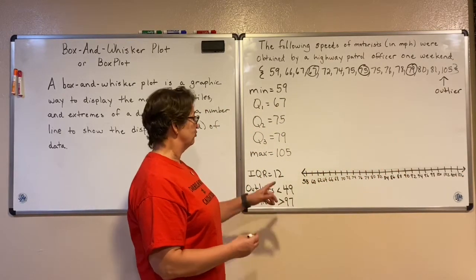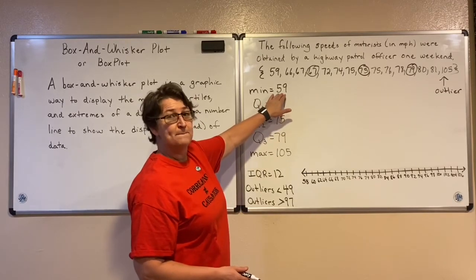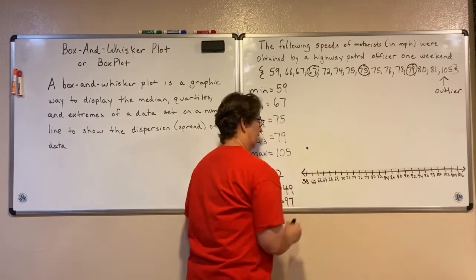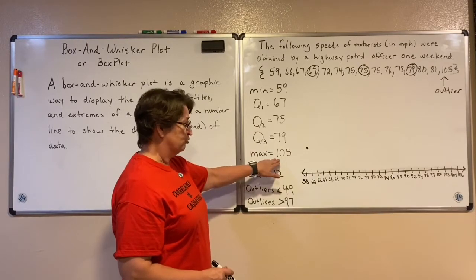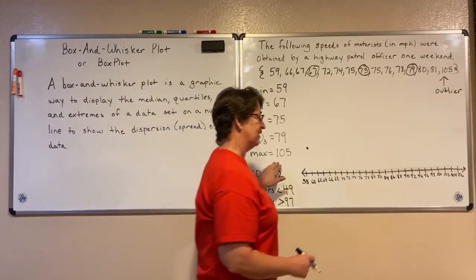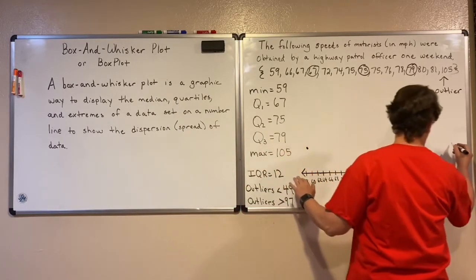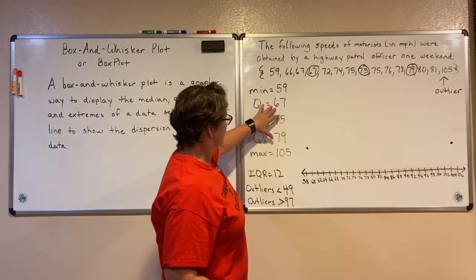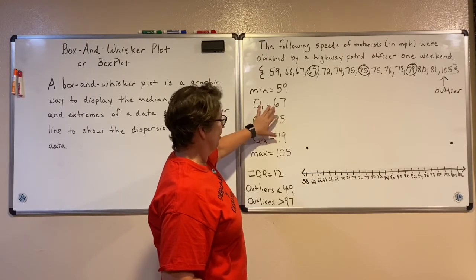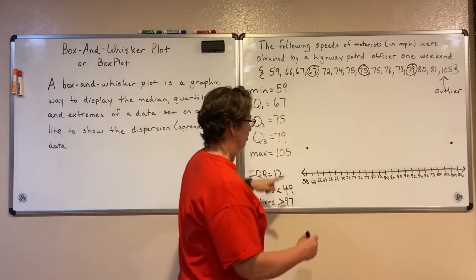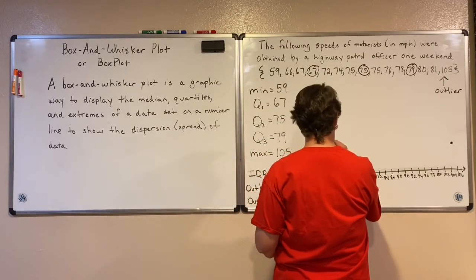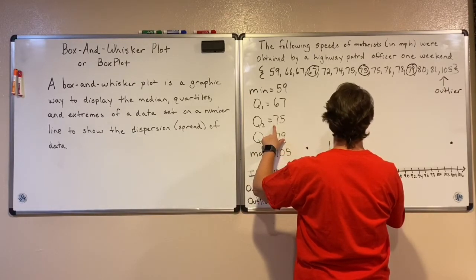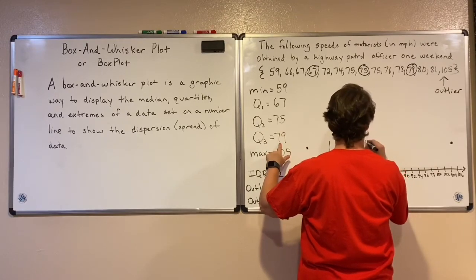Next, we're going to put a dot at our minimum value. So at 59, I'm going to put a dot. Then I'm going to go out to my maximum value and put a dot at that maximum value. My maximum value is 105. Then at Q1, Q2, and Q3, I'm going to draw a line at each one of those. So at 67, I'm going to draw a line. At 75, I'm going to draw a line. And at 79, I'm going to draw a line.